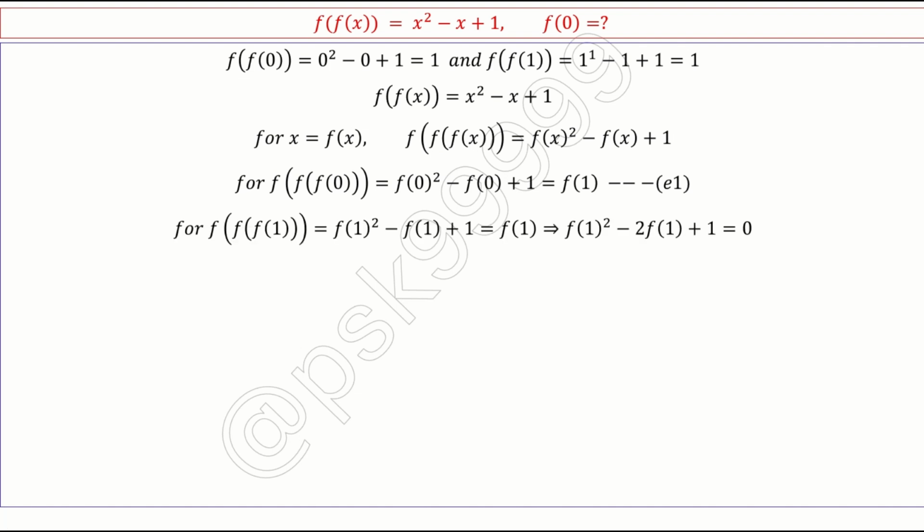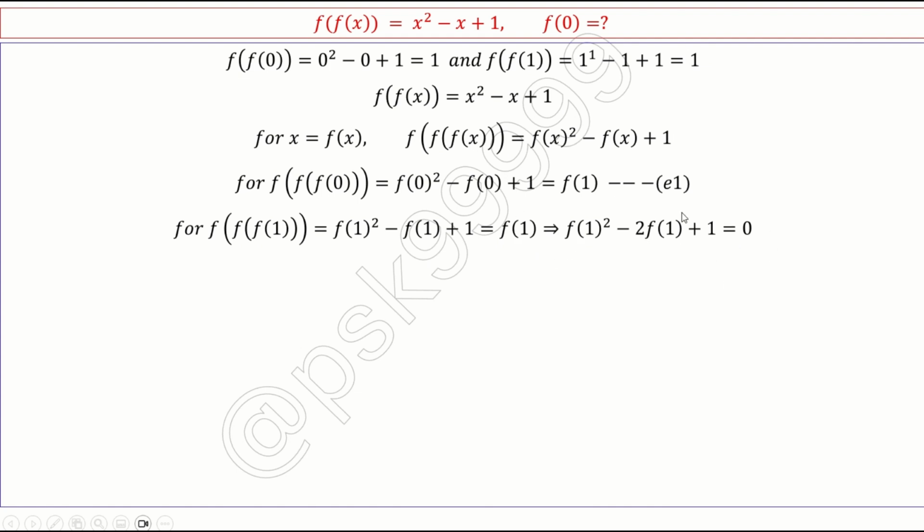Now let's do the same thing for f of 1. f of 1 is equal to f of 1 square minus f of 1 plus 1, which is equal to f of 1 again. Why? Because this is also 1, correct? f of 1 is 1. So I can take f of 1 to the other side. It will become f of 1 square minus 2 f of 1 plus 1 equal to 0.